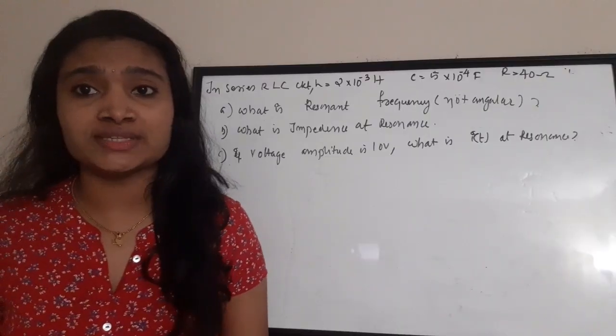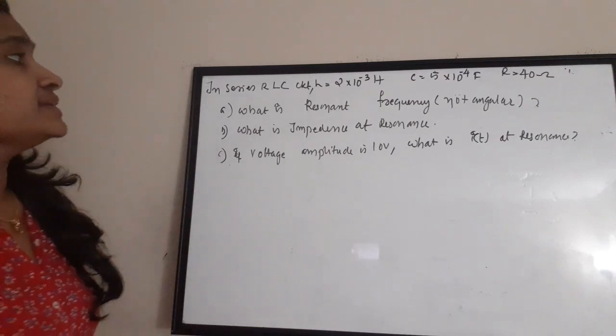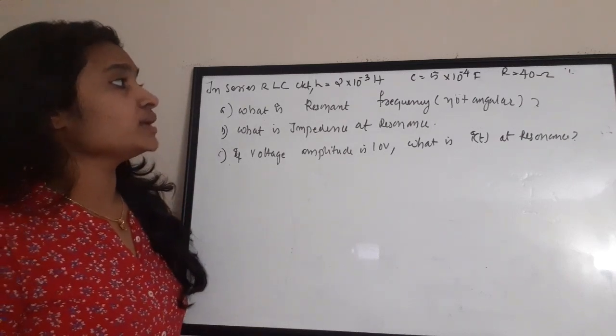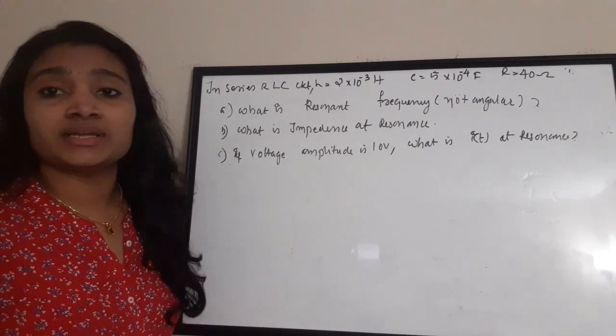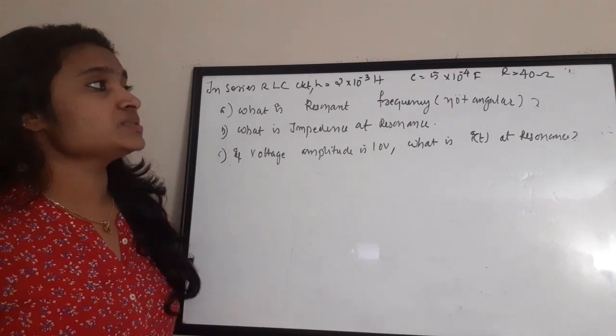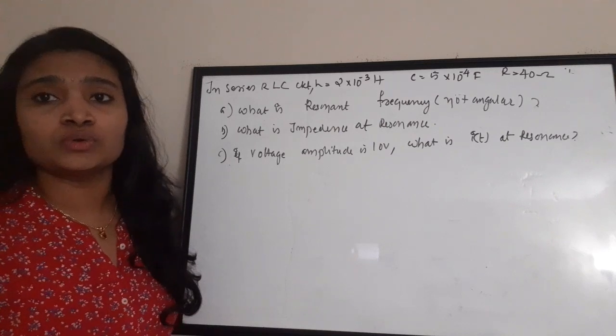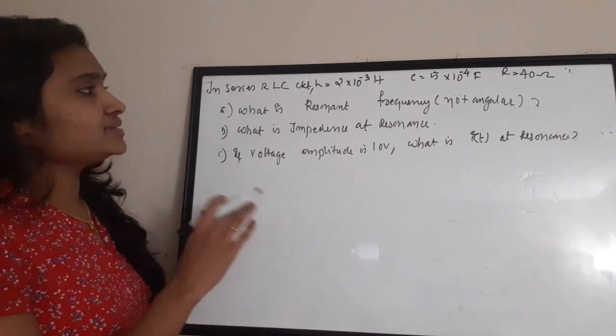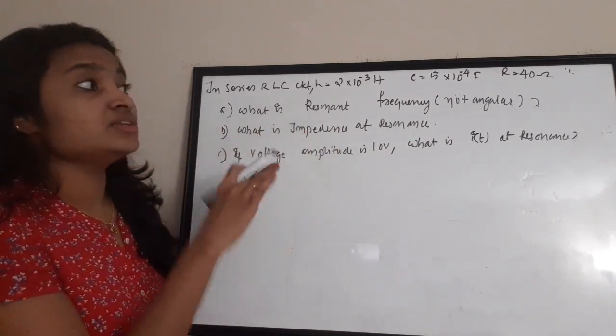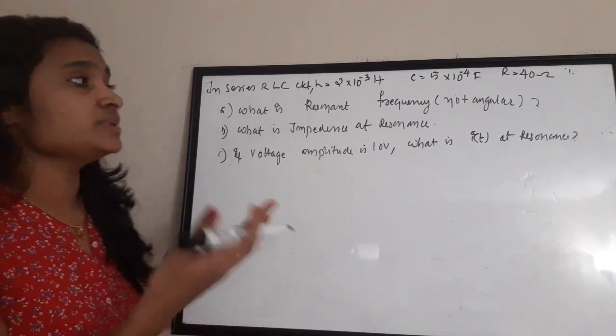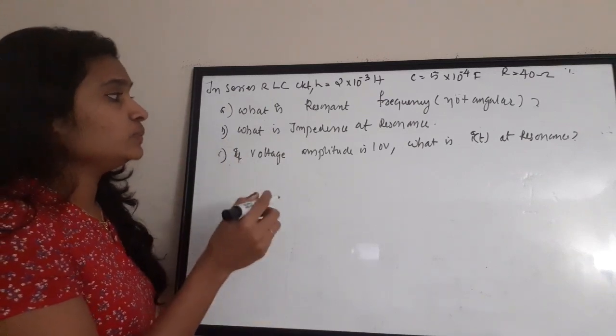The question that we are going to discuss is this. In a series RLC circuit, L is equal to 2 into 10 raised to minus 3 Henry, C is equal to 5 into 10 raised to minus 4 Farad, and R is equal to 40 ohm. A: What is the resonant frequency, not angular frequency? Specifically, it is being given, so we need to find the F value.